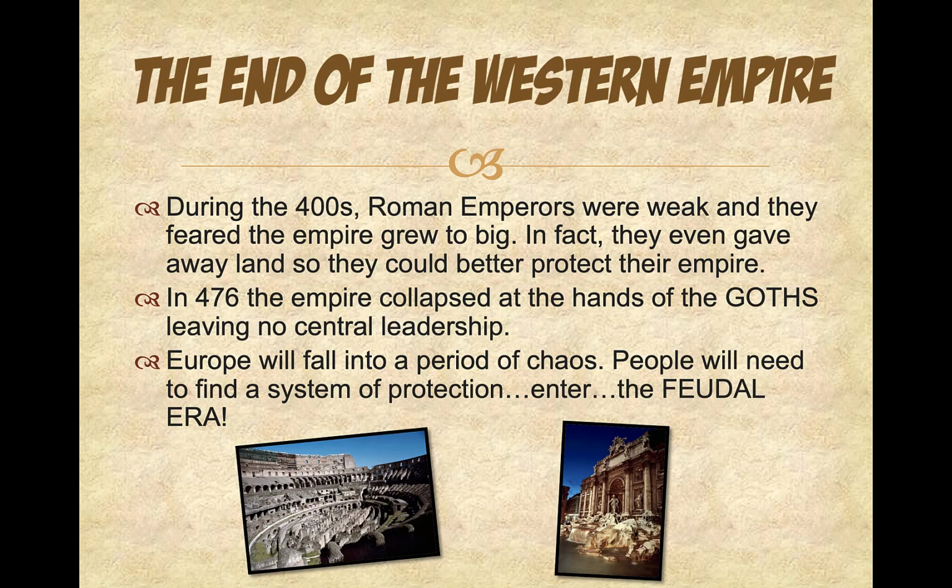During the 400s, the Roman emperors were weak. So by 400 AD, the most powerful empire in the world became extremely weak. They feared that the empire had grown too big. As a matter of fact, they were giving away land so that they could somehow protect their empire better, but it just wouldn't work. In 476 AD, the empire collapsed at the hands of the Goths, and it left no central leadership whatsoever. So Europe at this point is going to fall into a period of chaos. As a matter of fact, this period of chaos is called the Dark Ages.